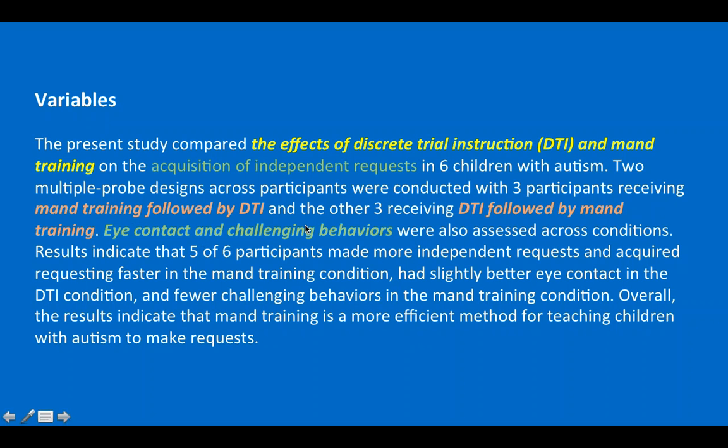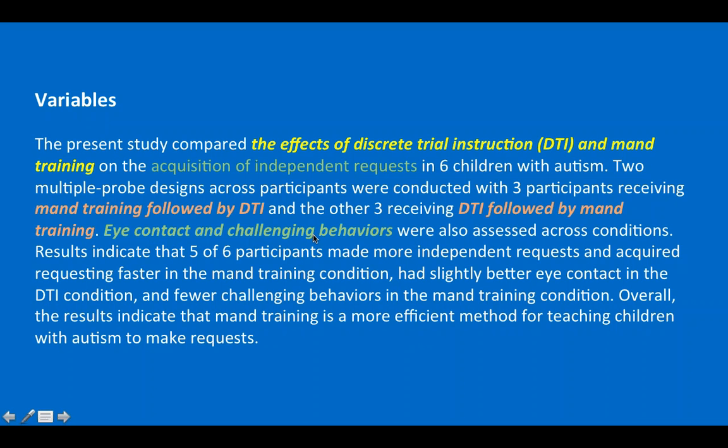And then if we look at our dependent variables, and this was supposed to be green, it's not showing up very well, but we have a couple of different dependent variables. So if you remember, the dependent variable is something that we're looking to see if it changes or not with the implementation or manipulation of the independent variable. And we can see here with our dependent variables, the primary one is our acquisition of independent requests. So how students are acquiring their independent requesting skills. And then we also have some ones of eye contact and challenging behavior.